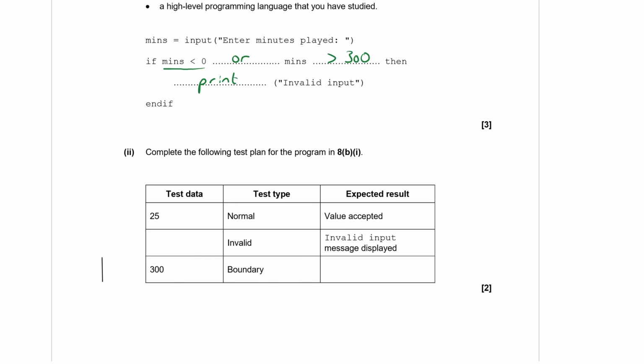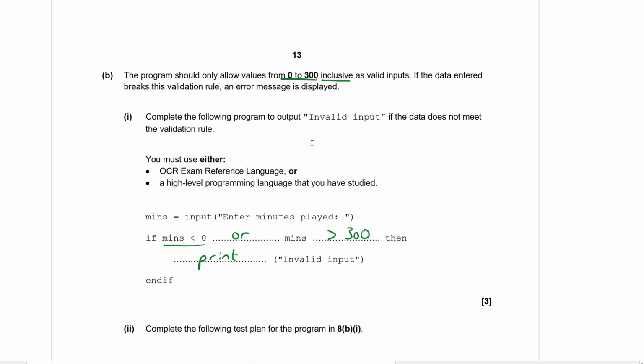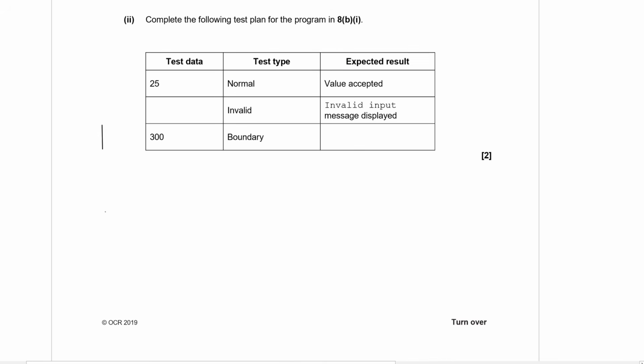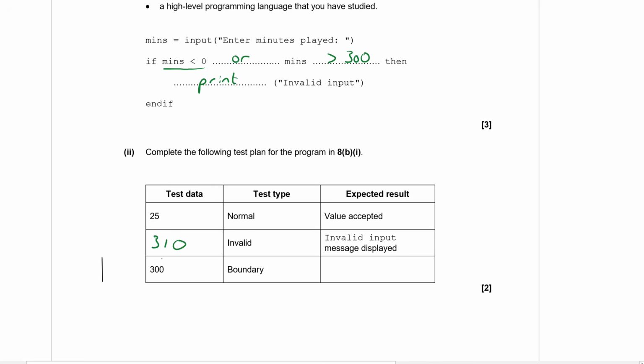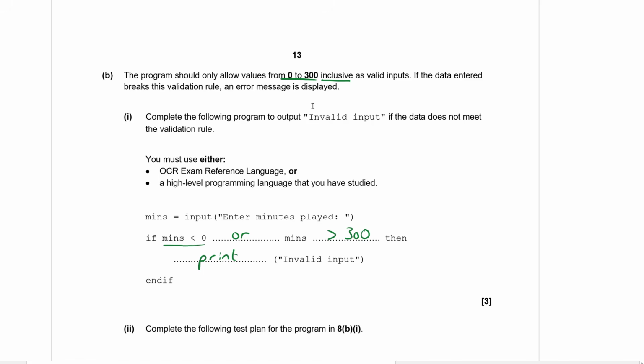Now we need to complete the following test plan for this program. A test plan is used to ensure you are testing your program under different circumstances, not just testing it when things are working, but trying to break it and see if it can respond. So 25 is within our range, and so is normal test data. And the value is accepted, which means it's working. Invalid test data is outside of this range. So invalid would be any number outside of this range. Let's go, say, 310. And this works as expected when we have our completed program. 300 is boundary because it's on the edge of being invalid.